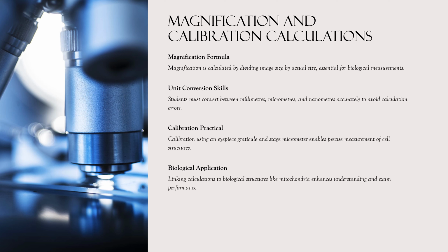Calibration of an eyepiece graticule using a stage micrometer is a required practical skill. This process allows accurate measurement of cell structures under different magnifications. Common errors include failing to convert units correctly or confusing magnification with resolution. Mastery of these calculations supports accurate data analysis and strengthens overall scientific skills.